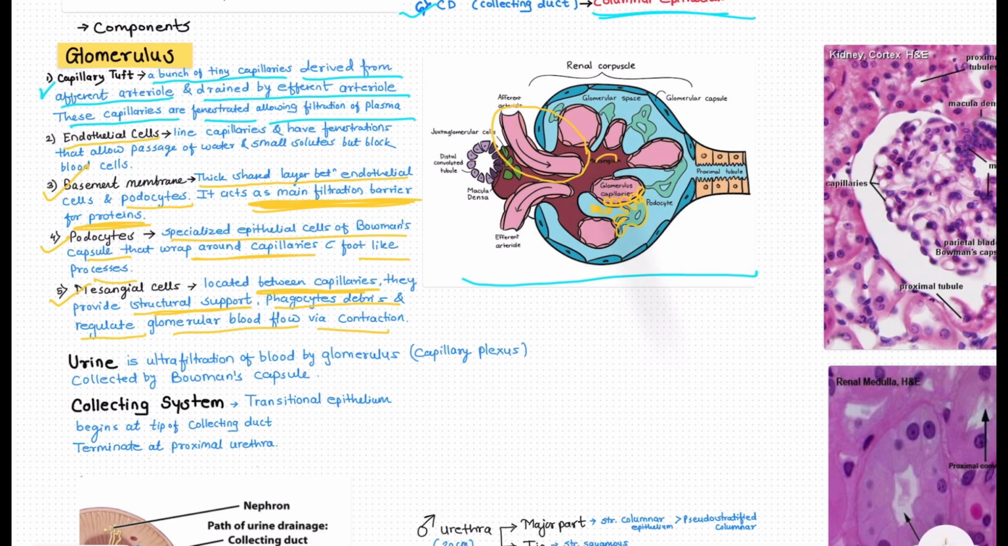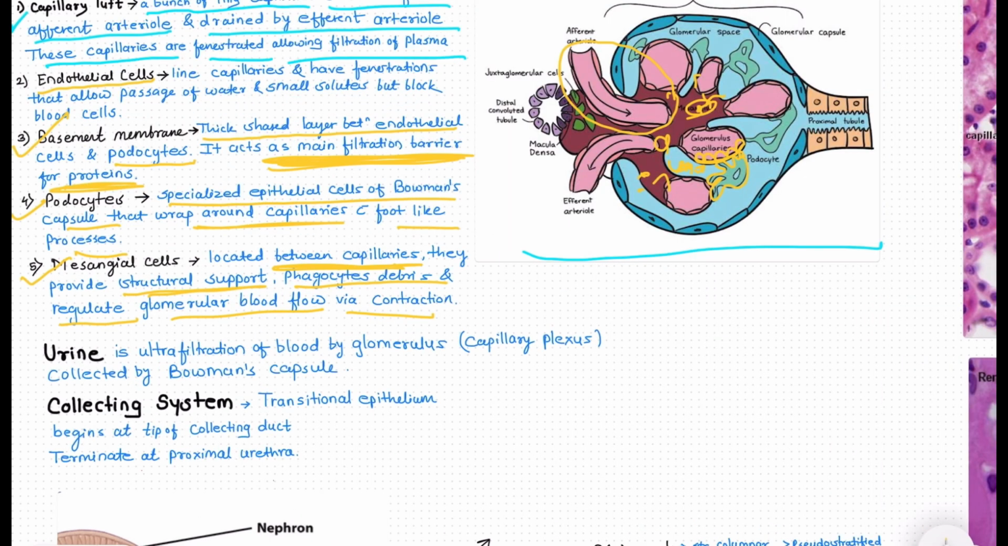So mesangial cells are present here somewhere. They provide structural support, and they also phagocytose. They act like macrophages. They eat debris and regulate the glomerular blood flow via contraction. Then urine. So let's see what is urine.